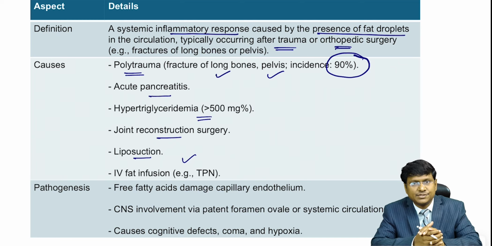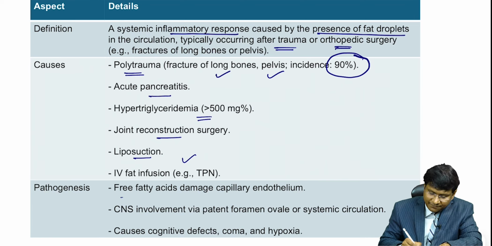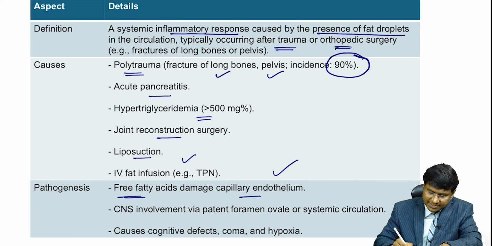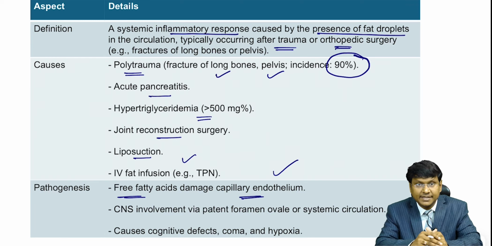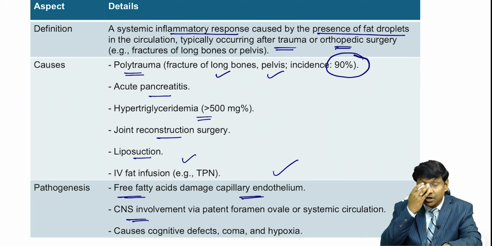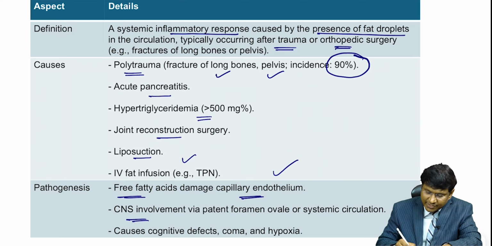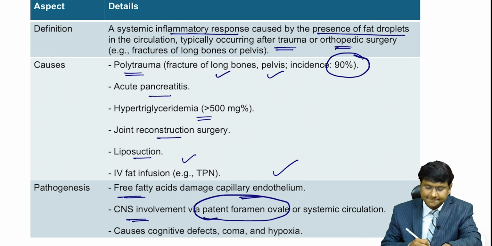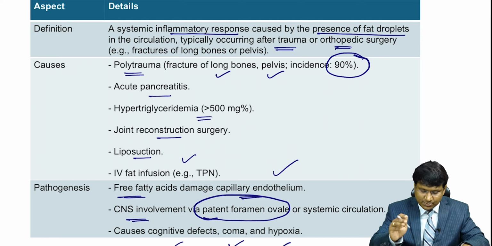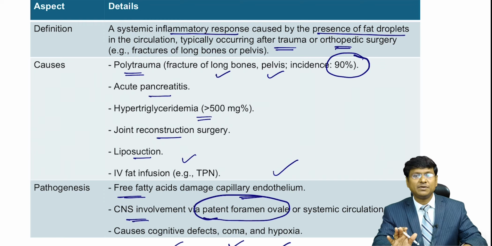Now if you take the pathogenesis, from the fat you have the release of free fatty acids, and these free fatty acids will cause damage to the capillary endothelium, right? And these fat emboli can also enter the central nervous system or the cerebral circulation, that is via patent foramen ovale. And this fat embolism syndrome causes cognitive deficits, coma, as well as hypoxia. So this will be the pathogenesis.